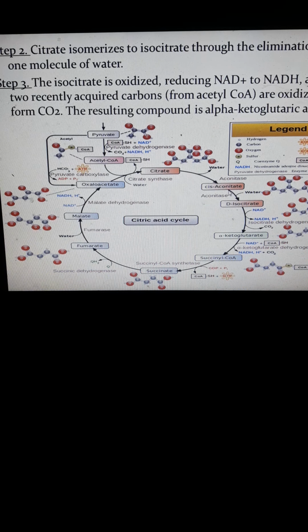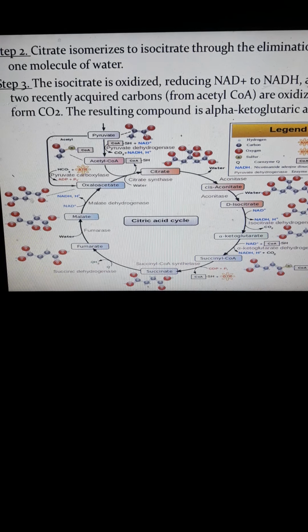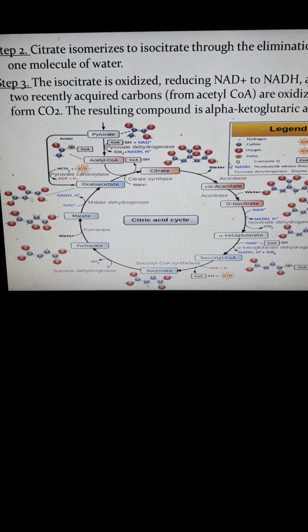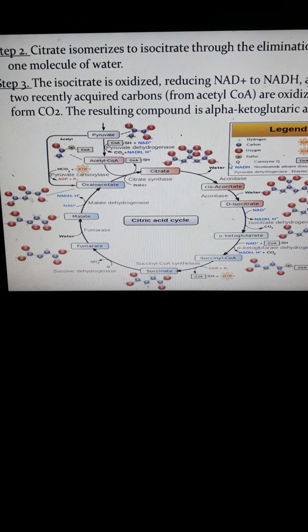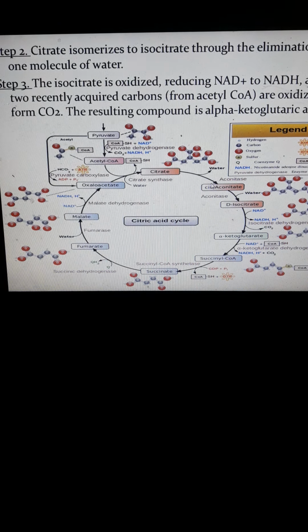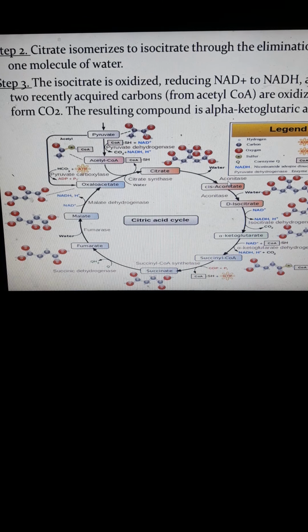From citrate is isomerized to isocitrate by elimination of one molecule of water. Okay? So there is an elimination of water. But before the formation of what we call isocitrate, first the citrate undergoes what we call a dehydration process that is acted on by the enzyme aconitase.